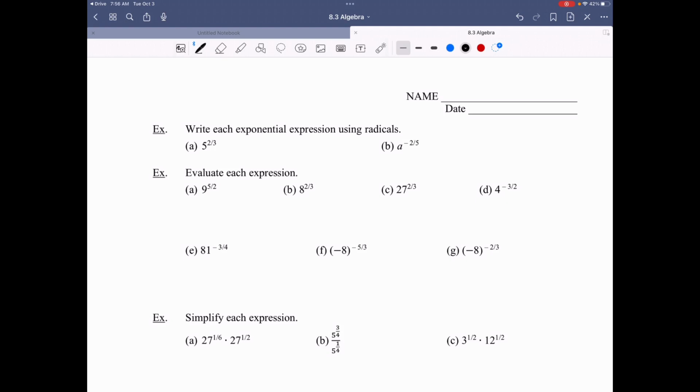5 to the 2/3. I'm going to write that as 5 squared, and then I'm going to put my cube root. Or you could also write it as the cube root of 25. For B, it's to the negative 2/5. So the first thing I'm going to do is write it with a 1 in the numerator, and I'm going to make this positive 2/5. Now I have a squared, but I'm going to take the 5th root.